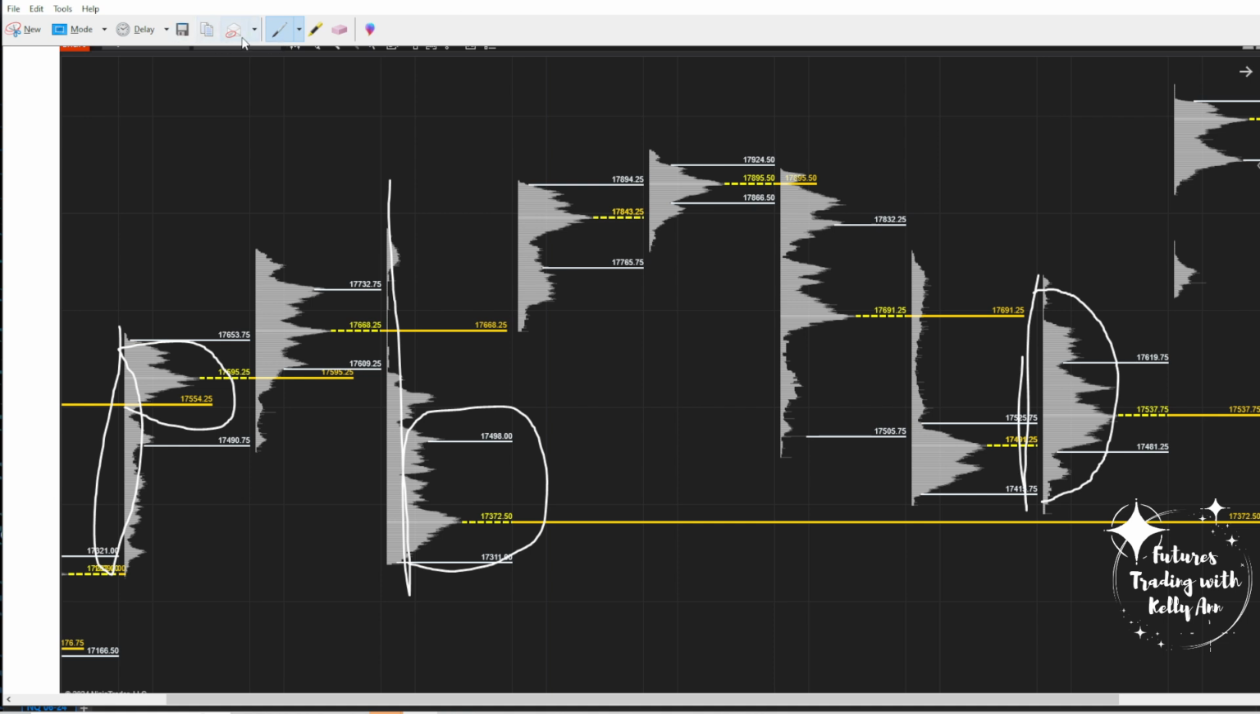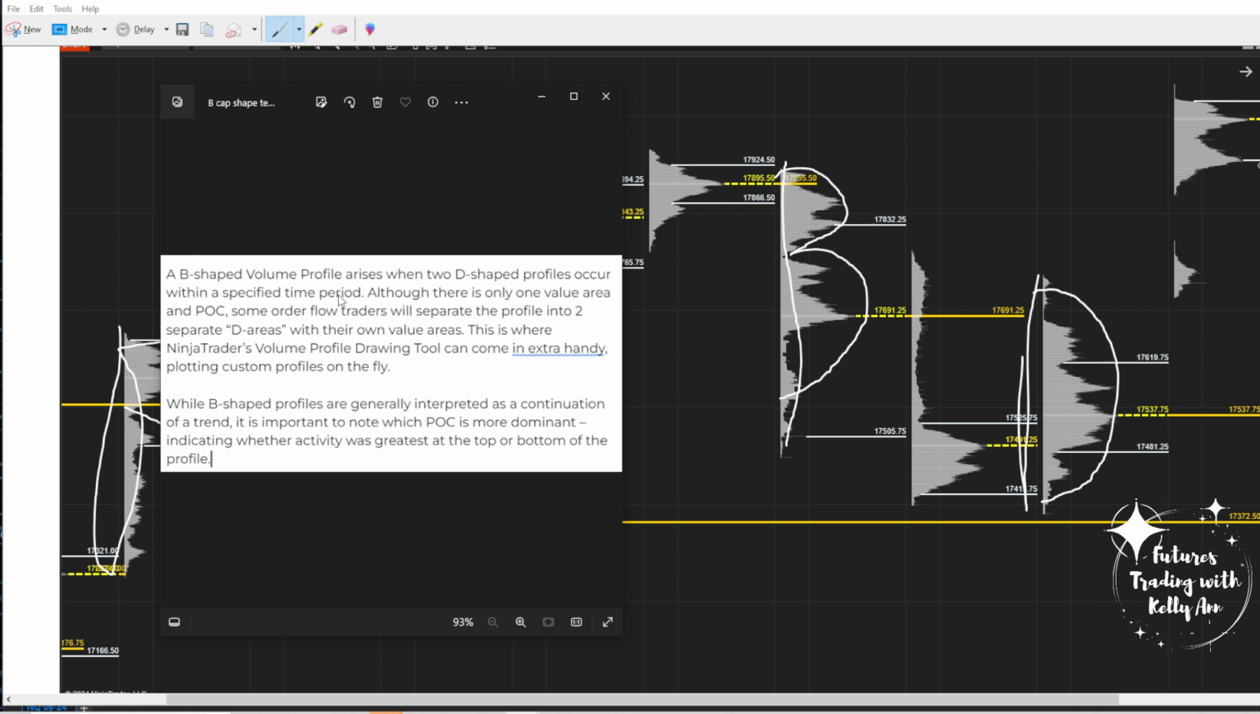Here's one, a capital B-shaped profile, which we kind of have here, where you have almost two equal POCs. A B-shaped profile arises when two D-shaped profiles occur within a specified time period. Although there's only one value area and POC, some order flow traders will separate the two into two separate D areas with their own value areas. This is where the drawing tool for the volume profile can come in handy.